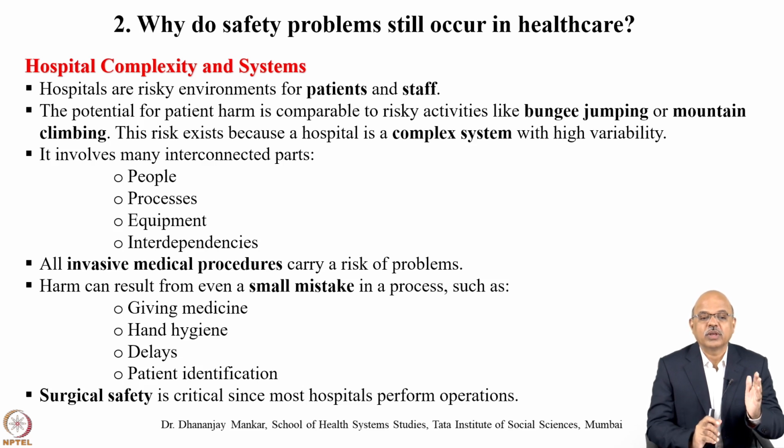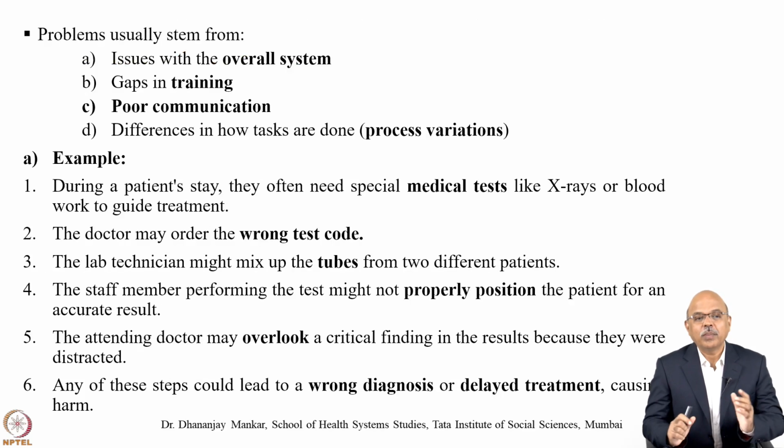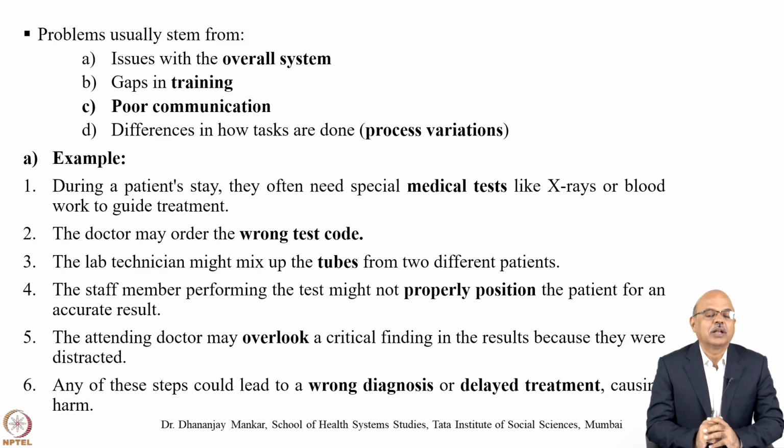Also, surgical safety is critical since most hospitals perform operations, which is a very important area in relation to patient safety. Problems usually stem from many things: issues with the overall system going wrong, identified as gaps in training, poor communication among healthcare employees, and differences in how tasks are done, especially the process variation part.